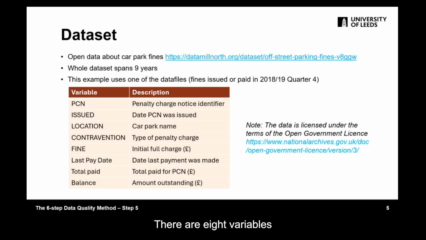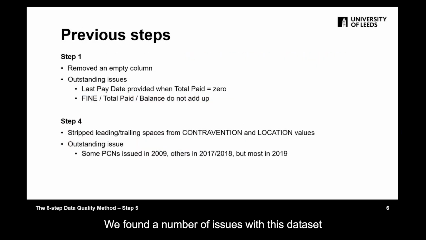There are 8 variables: an identifier for each parking fine, the date it was issued, the location, the contravention, the amount of the fine, and then 3 variables to do with payments: the last pay date, total paid, and balance. We found a number of issues with this dataset in the previous steps. We removed the superfluous empty column in step 1, but 2 outstanding issues that we're going to look into in this step concern the last pay date and total paid, and the fine, total paid, and balance.